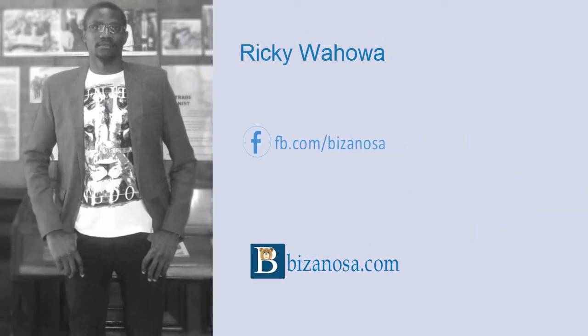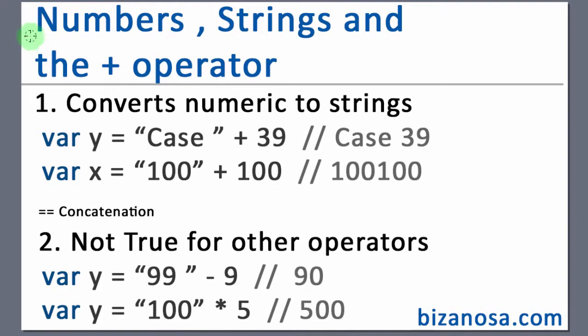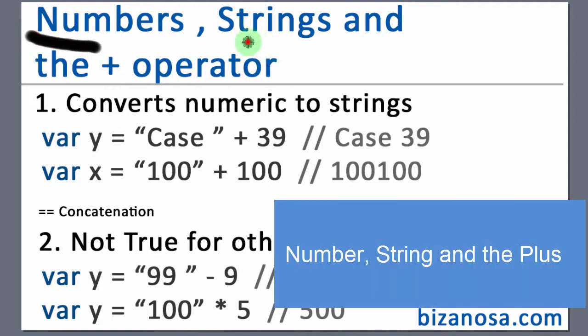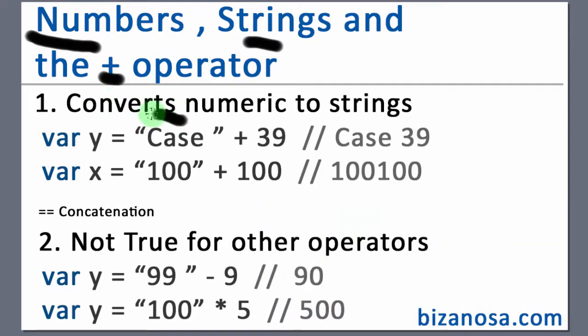Hi and welcome back. It's Ricky, and in this video let's see what happens if we have a number, a string, and the plus operator. What you want to see in this video is what happens if I add a string to a number. When you add a number and a string in JavaScript, the number will get converted to a string.